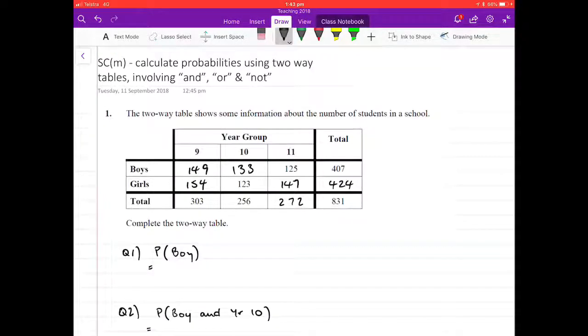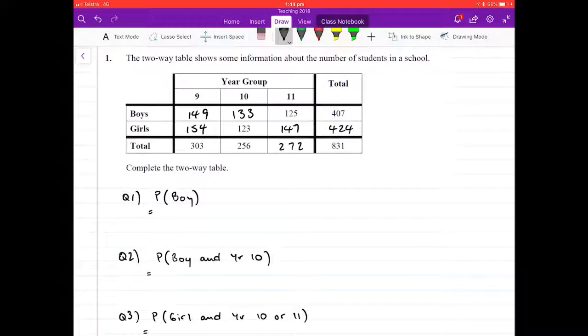Okay, success criteria M here, guys. Calculating probabilities using two-way tables involving and, or, and not. Okay. Table here has been completed. Okay, the blank spots have been filled in, and we've got some questions down the bottom here.